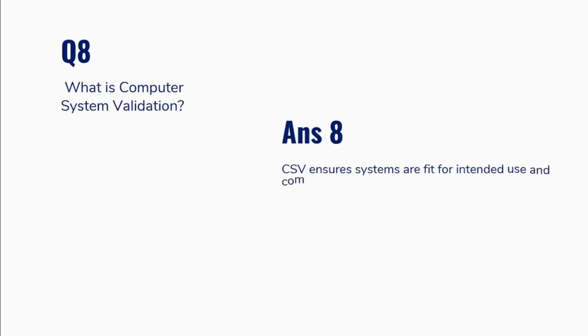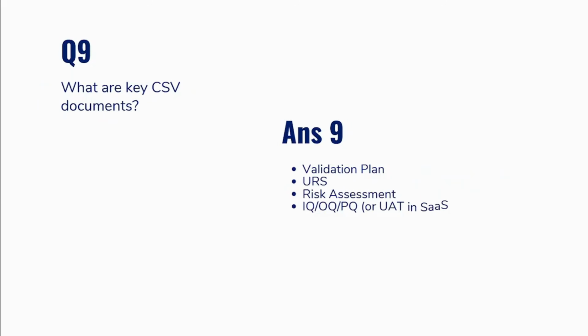Now question 8, what is computer system validation? So CSV ensures systems are fit for intended use and comply with regulatory requirements like GxP. So this is the typical answer for CSV, but based on your understanding, let's say for 21 CFR Part 11 as per FDA guideline, as per ICH Q9, or as per Annex 11, as per GAMP category, whatever you have to follow, you have to maintain throughout the SDLC process, right? So that you have to be aware of.